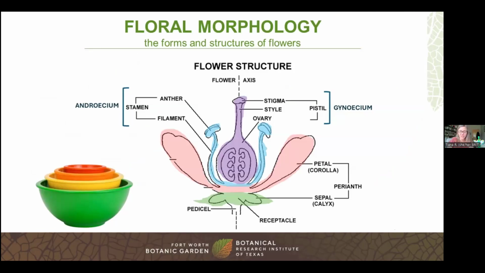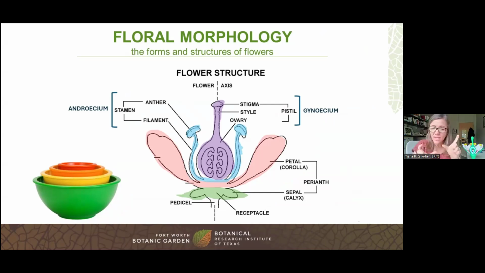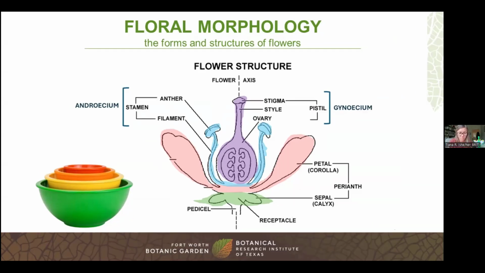Okay, different view of the same thing. Again, think about our nesting bowl. So here is a diagram of a perfect and complete flower. I'm using those two terms because they have botanical significance. Together they mean that the flower has all four whorls, and that it definitely has the male and female parts. You will see that terminology should you look up technical descriptions.